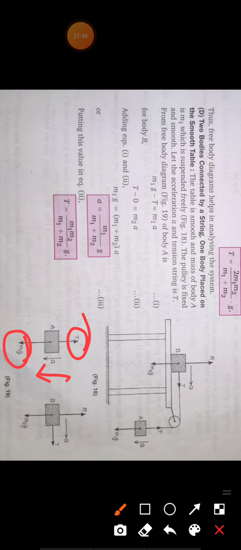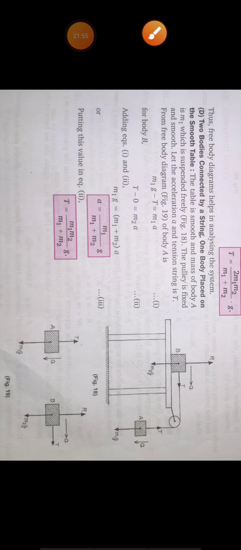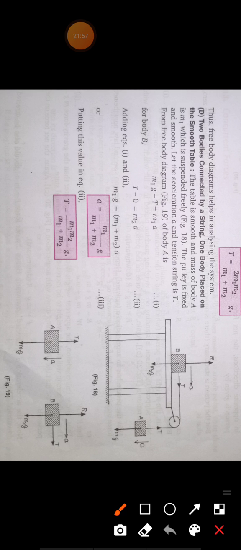So you can write that M1G is greater than T. So M1G minus T is equal to M1 into A, since force is equal to mass into acceleration. Now for the second body, there are three forces acting on it. First, gravity is attracting it in the downward direction with M2G. There is a normal reaction force R due to the ground, and the tension force is also acting on this body in the positive x-axis.